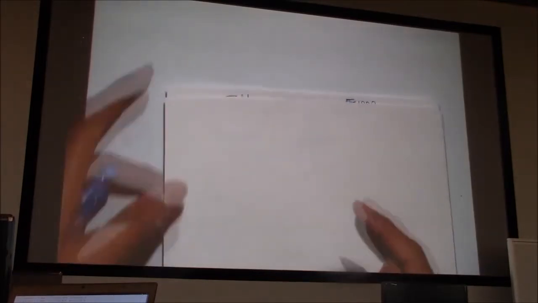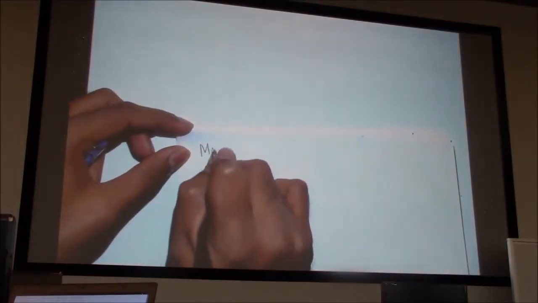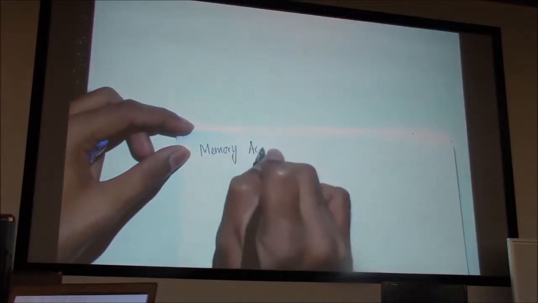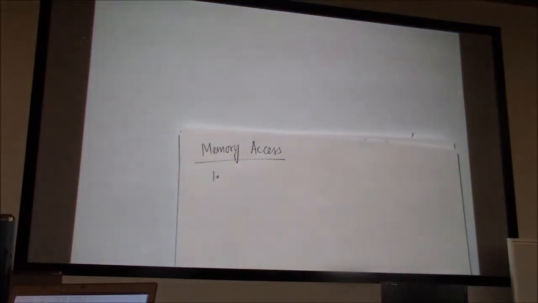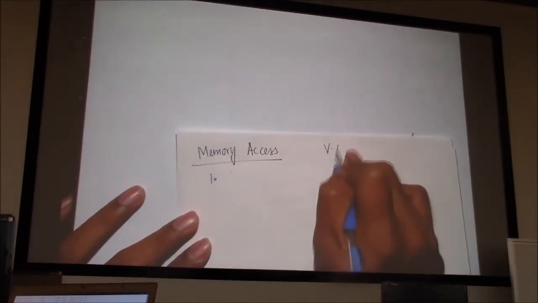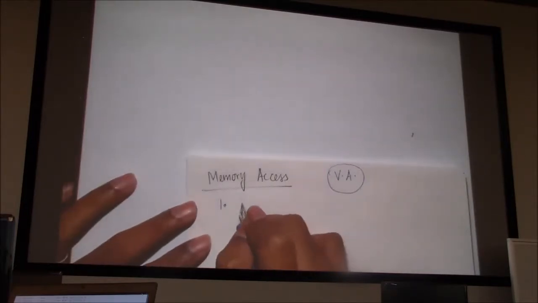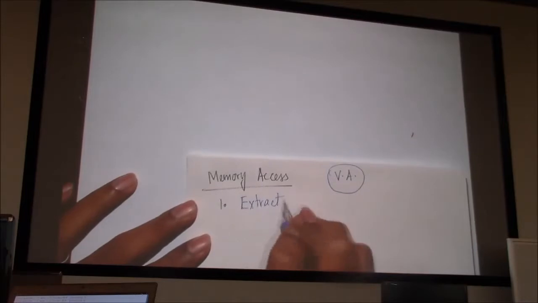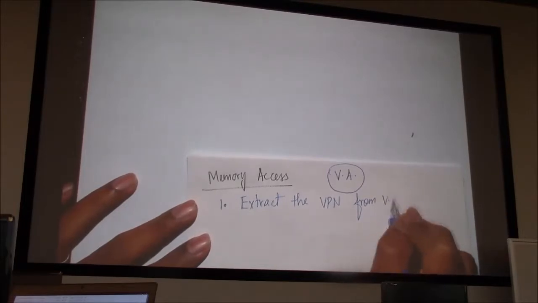So first, before going on to the solution, let's just try to summarize whatever we just saw right now. How do we access memory? You may assume a small instruction. Whenever we are going to access memory, we are given the virtual address. So the steps that the hardware is currently doing for accessing memory: first, it extracts the VPN, the virtual page number, from the virtual address. This is the first step.